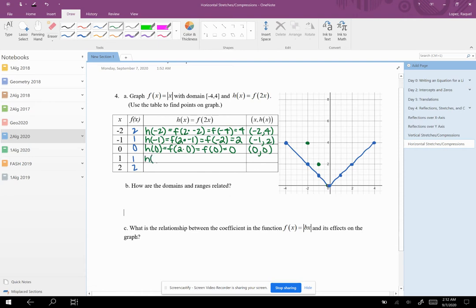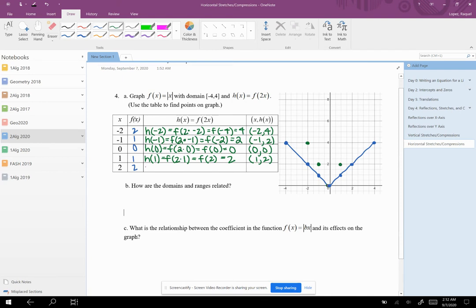Okay, next one. h of 1 equals f of 2 times 1. So 2 times 1 is just 2. So this is really just f of 2, and f of 2 is just 2. So here our coordinate is 1, 2.